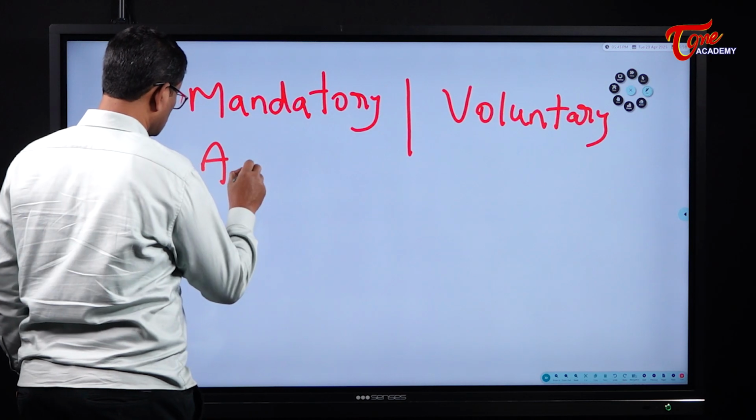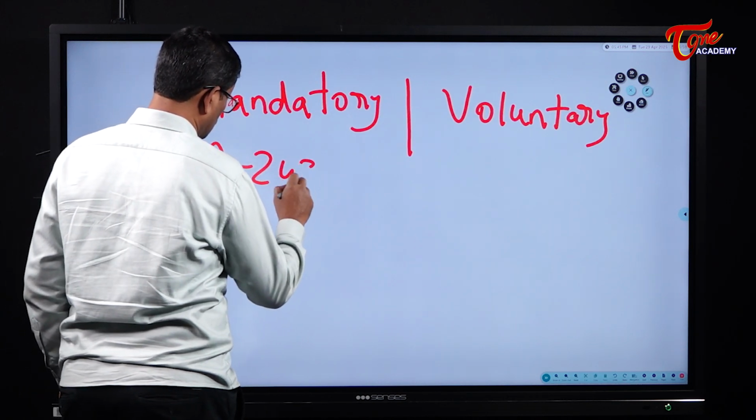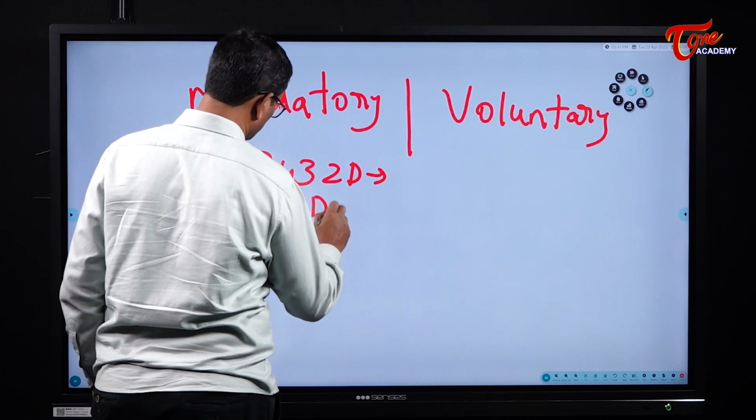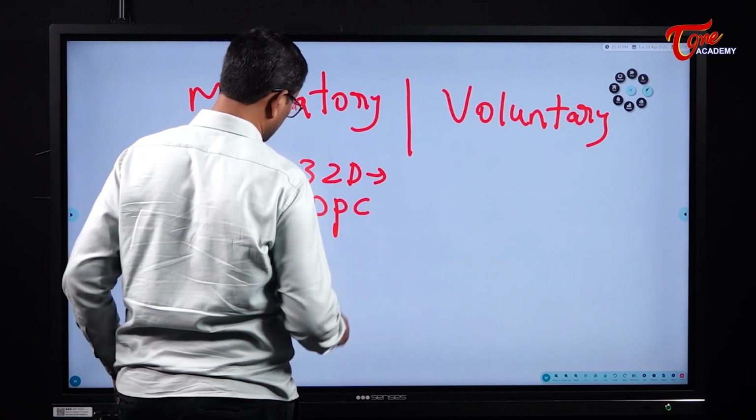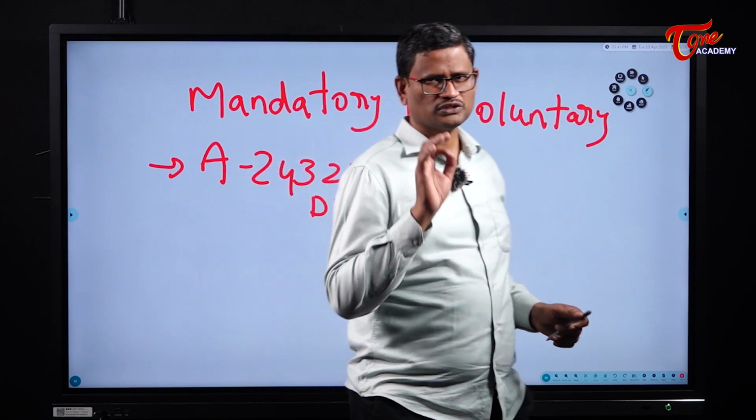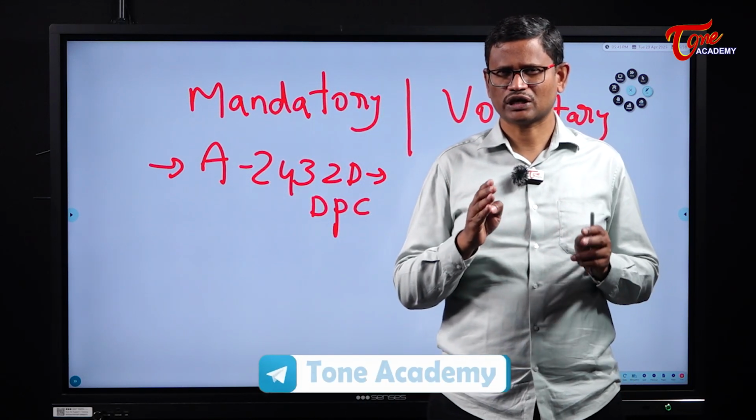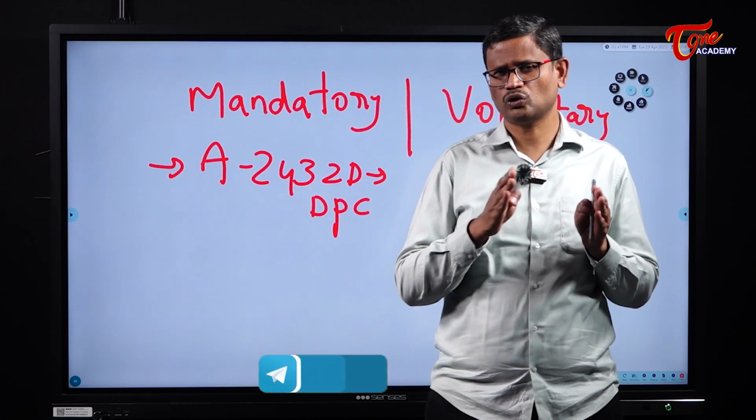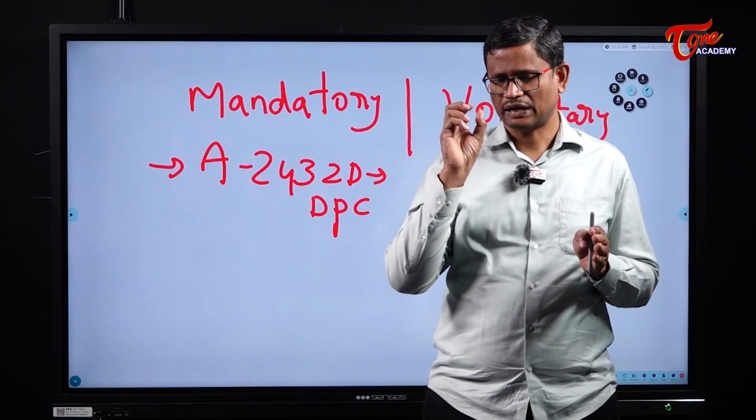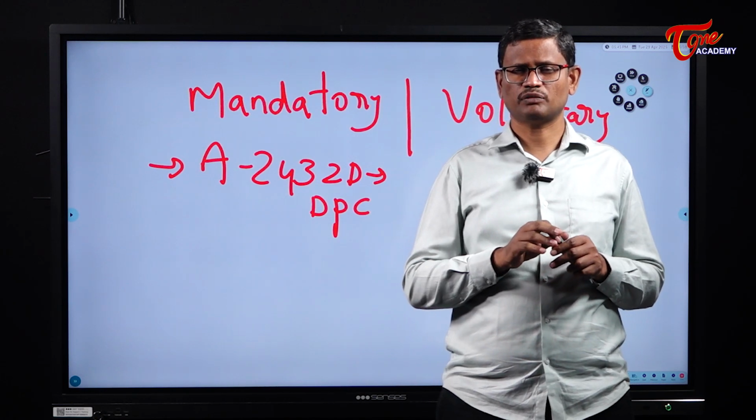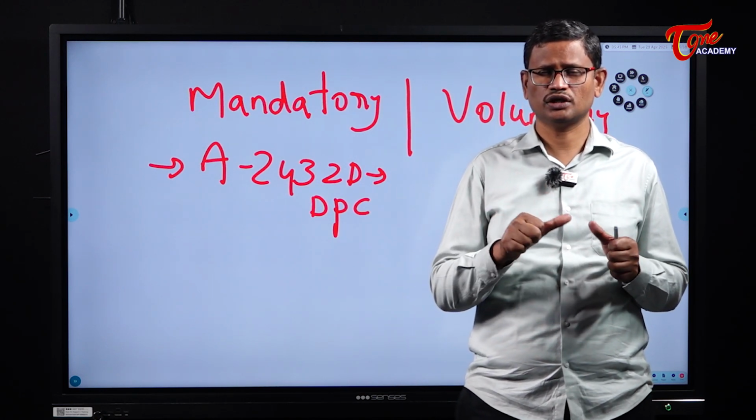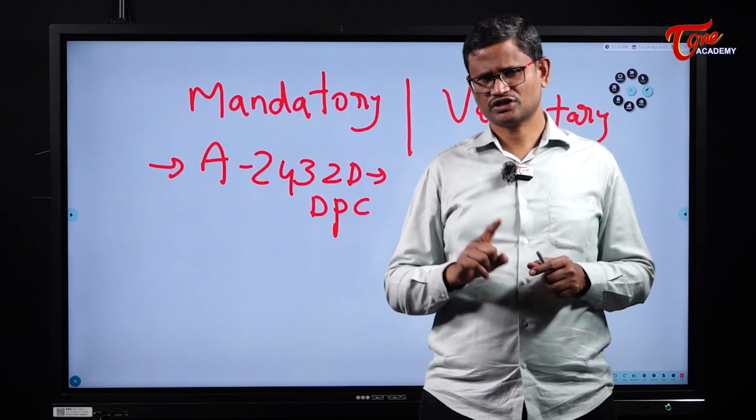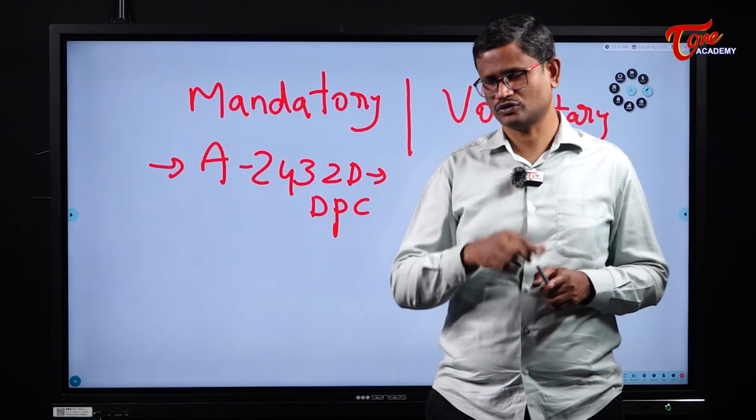Article 243ZD. Article 243ZD speaks about establishment of DPC, District Planning Committee. So, the purpose of the District Planning Committee is to consolidate the plans of both rural and urban local bodies. The plans prepared by the rural and urban local bodies in a district are consolidated by the District Planning Committee. So, establishment of District Planning Committee is again a mandatory provision.